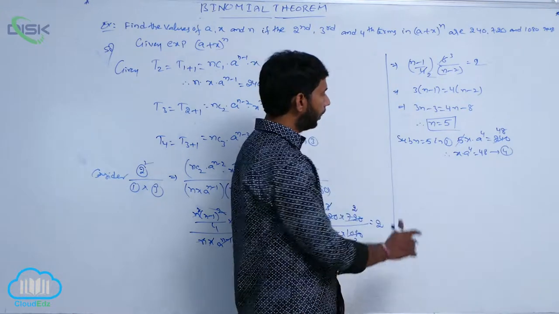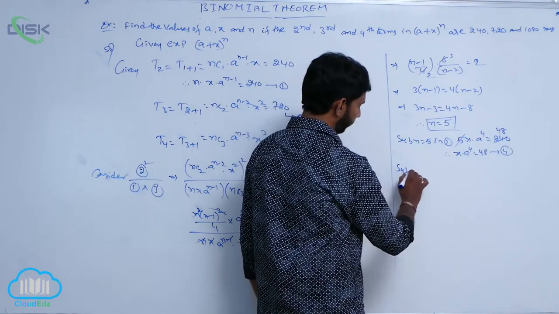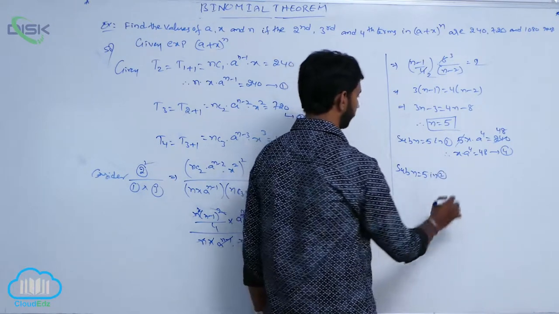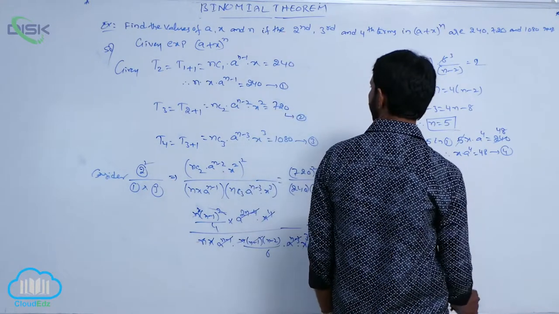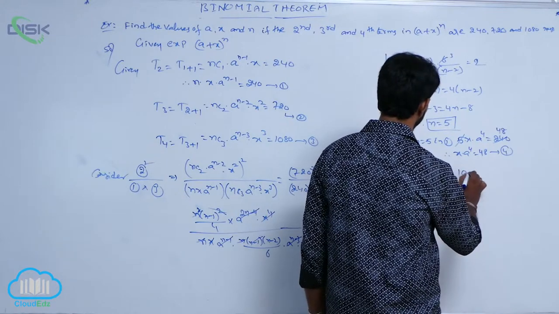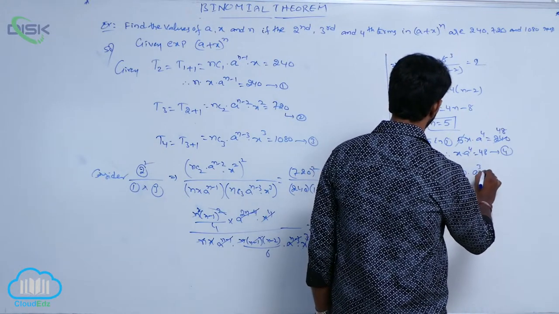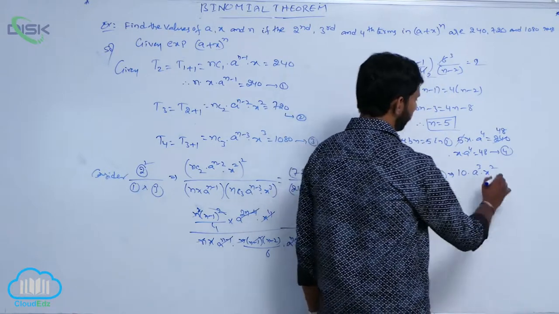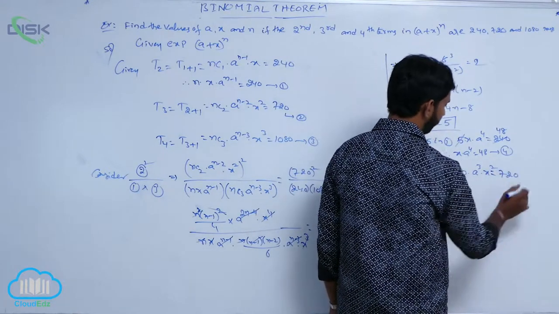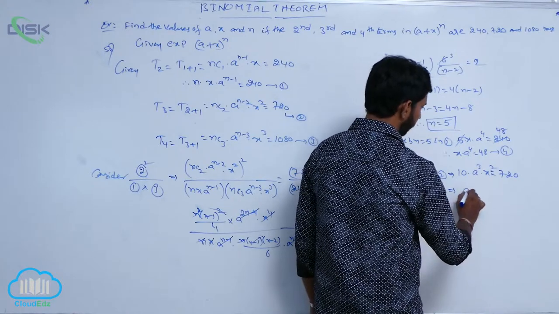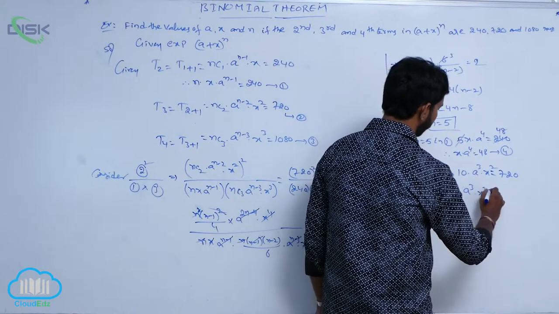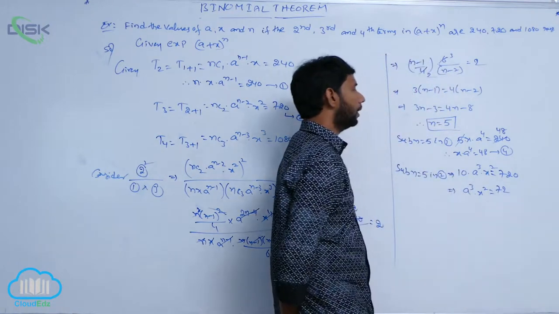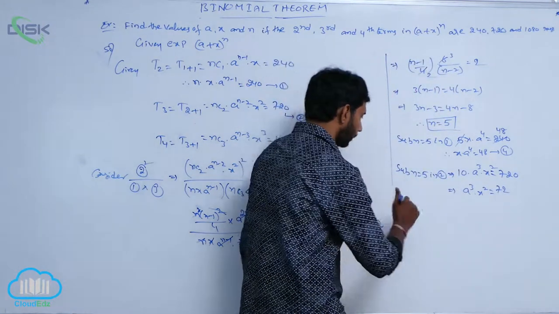And next one, substitute n equal to 5 in condition number 2. That implies 5C2, whose value is 10. 10 into a cubed into x squared is equal to 720. It implies a cubed into x squared is equal to 72.